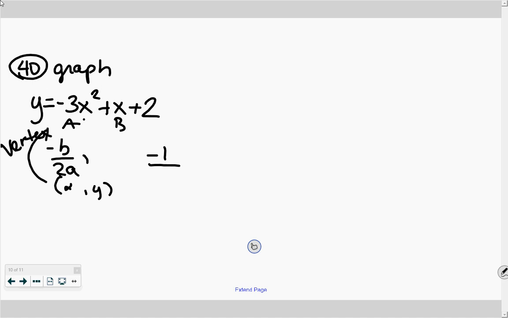Okay, then 2 times a, well, my a is a negative 3, which gives me a negative 6. Okay, well, a negative over negative is the same as having a positive. Okay, so I have 1/6. That's my x. Okay, so what I'm going to do now is plug it back into my original equation everywhere there's an x, so solve for my y.